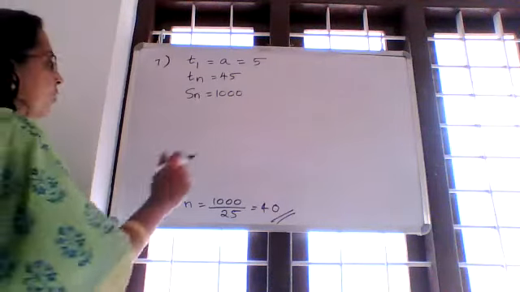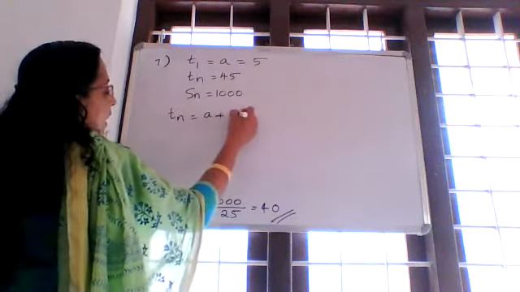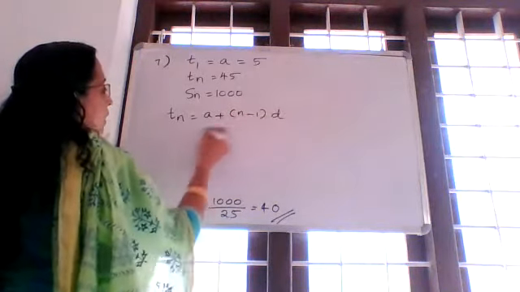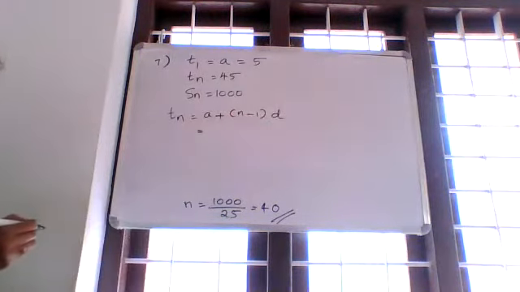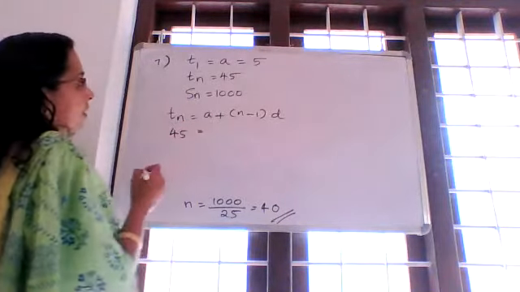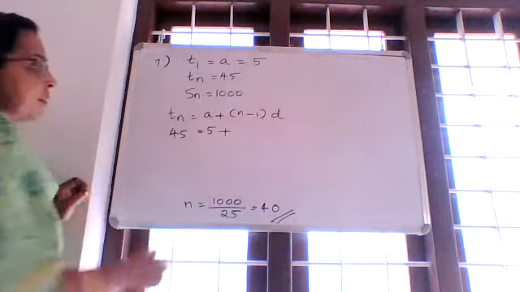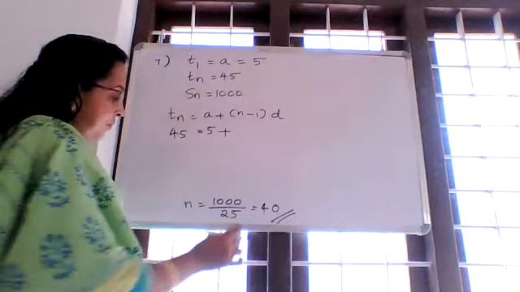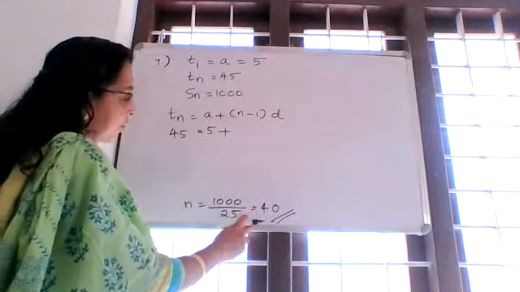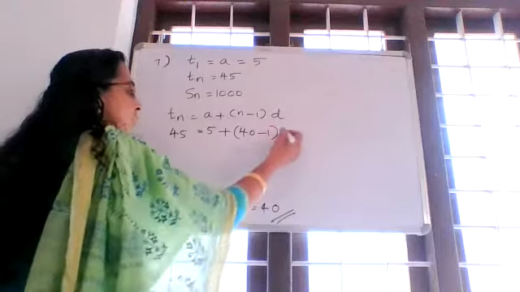Next we want to find out d. So we have Tn is equal to a plus n minus 1 into d. Tn we have as 45, no? Substitute that: 45 is equal to a, the first term, 5, plus n. What about n? 40. Now 40 minus 1 into d is 39d.